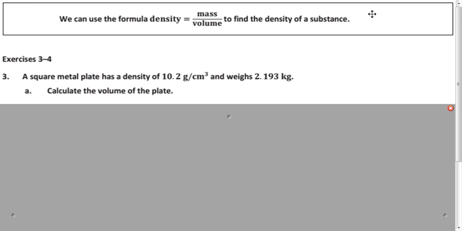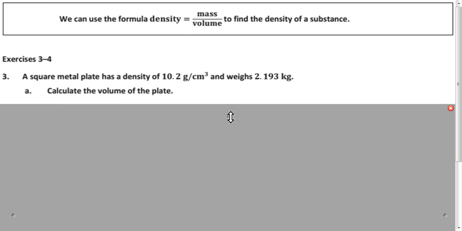A very common application of volume in math and science is when we're dealing with density. So we're going to do a few practice problems on density. Here we're given the density of a square metal plate, 10.2 grams per cubic centimeter, and we know its weight in kilograms. We want to calculate its volume. So we're going to use this formula: density is mass divided by volume. We have to make sure that we have proper units. Here we have kilograms, but this is in grams per cubic centimeter. So we really should convert kilograms to grams first.